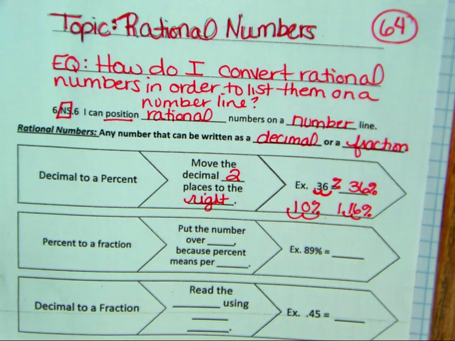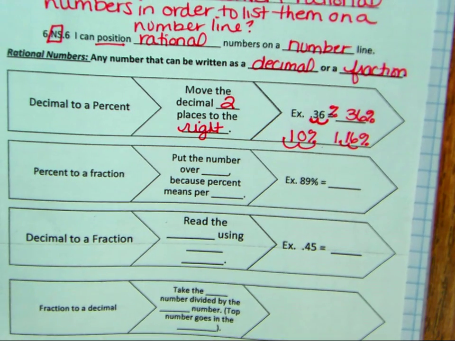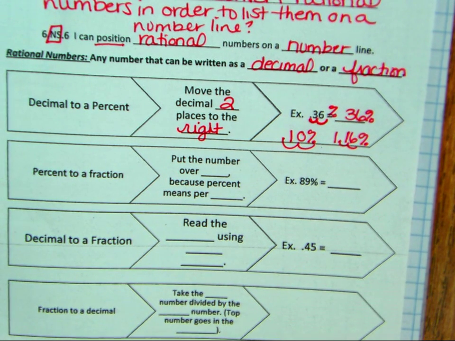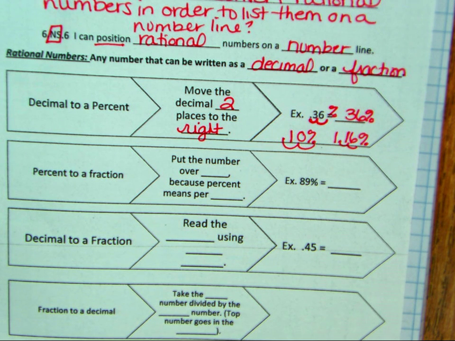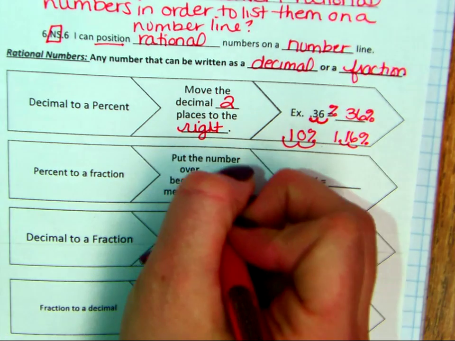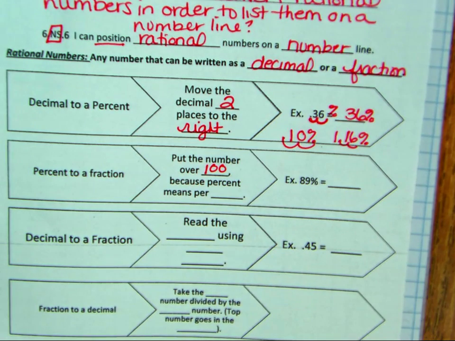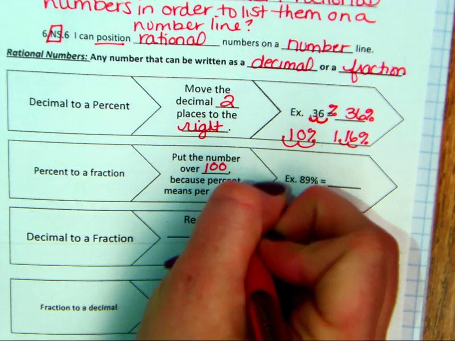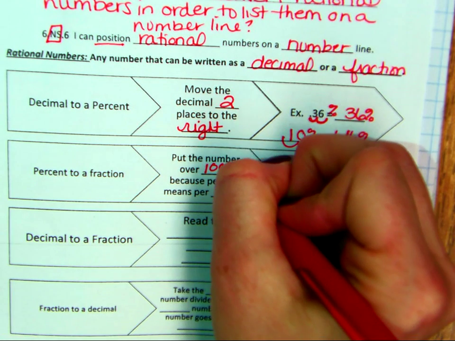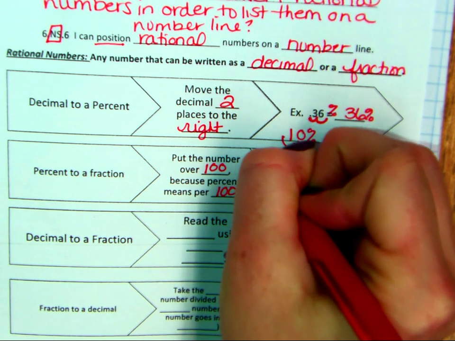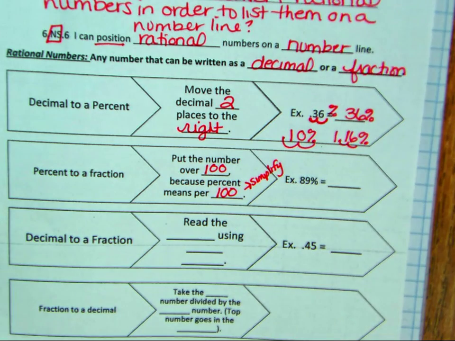Let's look at the next one. The next one is moving from a percent to a fraction. Well, we remember that a percent means per 100. It's out of 100. So if you have a percent and you need to move to a fraction, you're going to put the number over 100, because percent means per 100. And then I'm going to add a little note here, then you simplify.